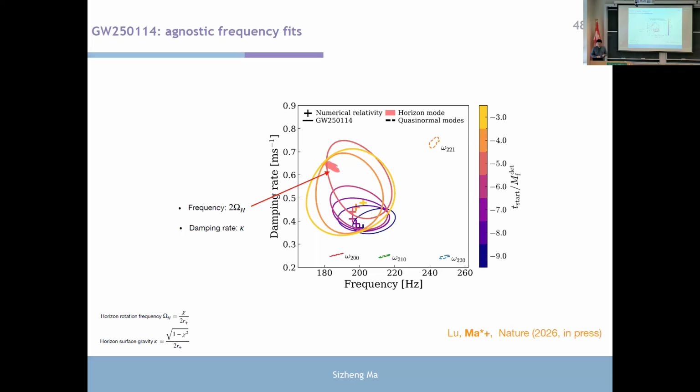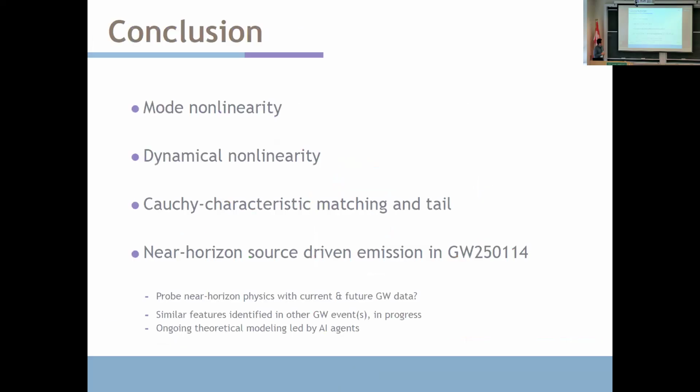So actually, this is my last slide. To summarize, in this talk, I covered a few nonlinear phenomena, including mode nonlinearity and also dynamical nonlinearity. I also mentioned Cauchy characteristic matching, and using this method, we can reveal the tail from merging binary black holes in the fully nonlinear region. And finally, we are able to identify this near-horizon source-driven emission, not only in numerical relativity waveforms, but also in real observational data.